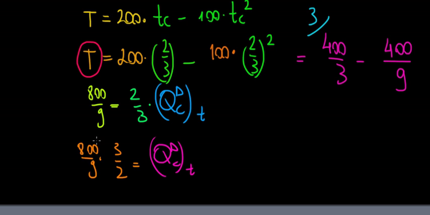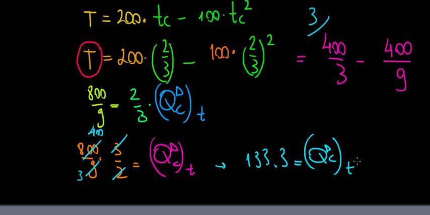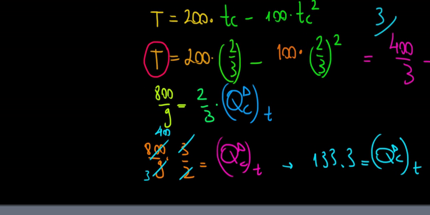Now, what do we have? 800 divided by 2, that's equal to 400. 3 and 9 cancel out, that's 3. 400 divided by 3, that's equal to 133.3. That's going to be the quantity demanded of coffee after tax. Okay, how can we calculate the excess burden? Let's go somewhere over here where we still have space.